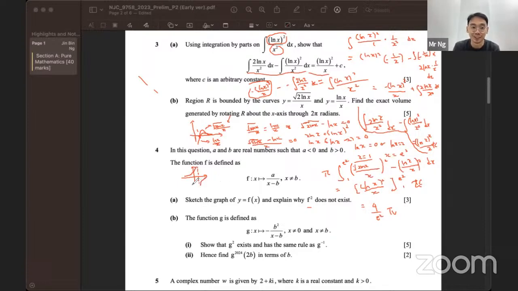Oh yeah, I'm just going to leave it like this. I hope you guys understand. Okay, so on the y-axis, when x equals 0, this is a over b. Whatever. So the range of f is from minus infinity to infinity excluding 0. Excluding 0.